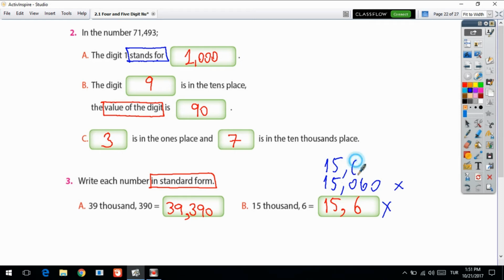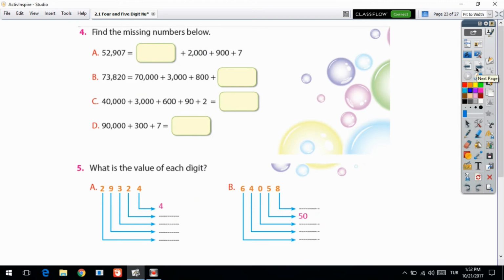Okay, now let's look at this one. 15 comma 600. Is that correct? I wrote 3 digits. No, this is 15,600, but our number is 15,006. Now let's look at this one. I need to write 15. First I will clean it. Then let's write the correct one. 15,006 shows you 15,006.